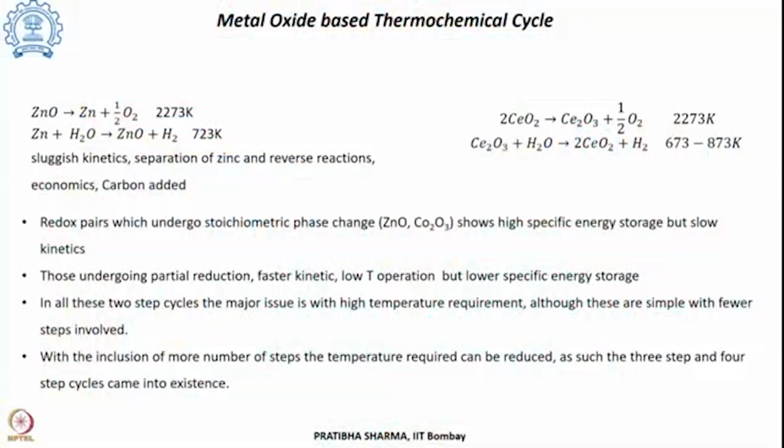Another metal oxide based thermochemical cycle which is studied and known is the zinc oxide based cycle, wherein zinc oxide at a temperature of 2273 Kelvin converts into zinc metal, producing oxygen in the process. Now this zinc undergoes hydrolysis to produce zinc oxide. So it undergoes an oxidation process producing hydrogen in the second step. The second step is a lower temperature step taking place at 723 Kelvin.